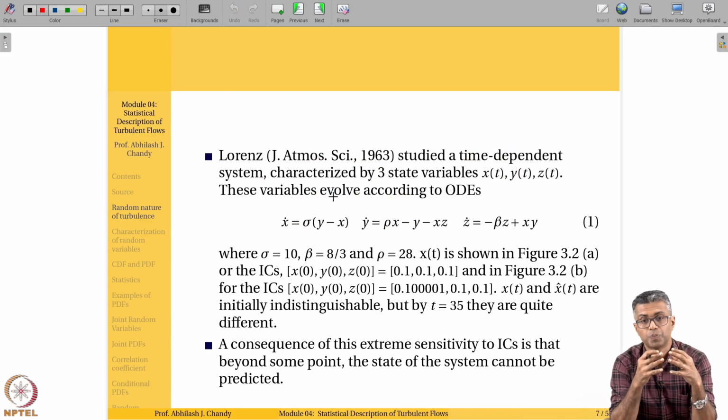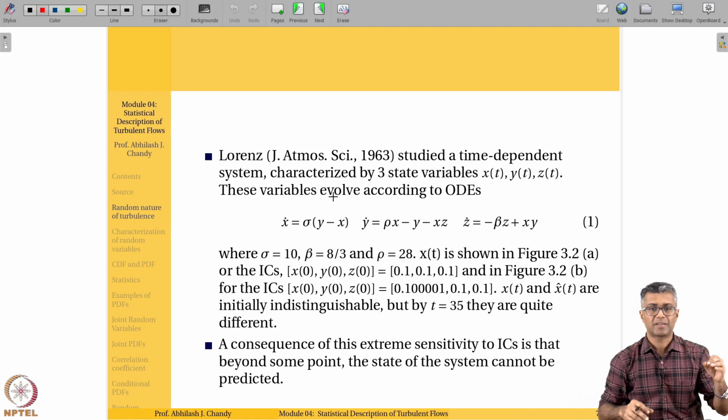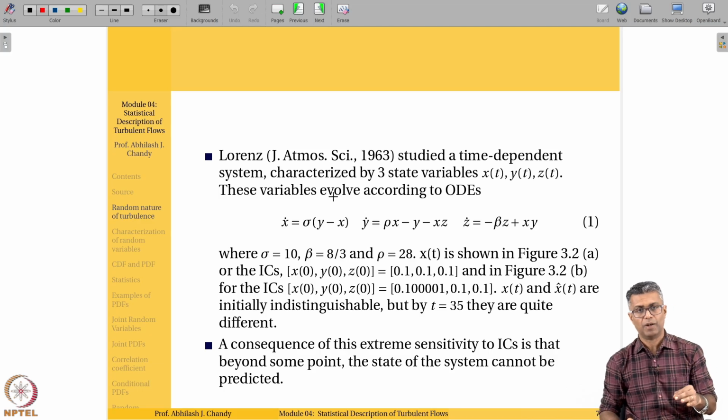So in order to illustrate that, Lorenz actually did a time-dependent system experiment. And this was a numerical experiment. He characterized a system by three state variables. Let's call them x, y, and z. And all these are time-dependent.